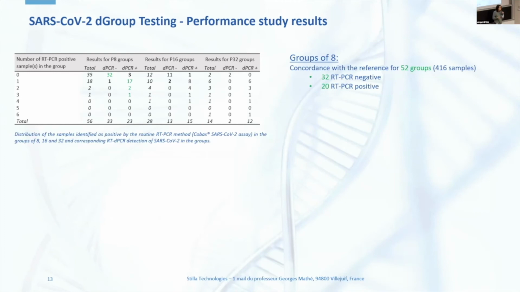And we had a concordance with the reference, so the COBAS system, for 52 groups corresponding to 416 samples, including 32 RT-PCR negative and 20 positive groups, so including at least 1 positive sample. We had a discordance for 4 groups, so corresponding to 32 samples. We had 3 qPCR negative, RT-dPCR positive discordances, and 1 positive in qPCR that ended up in a negative group for digital PCR, with late CT in qPCR.